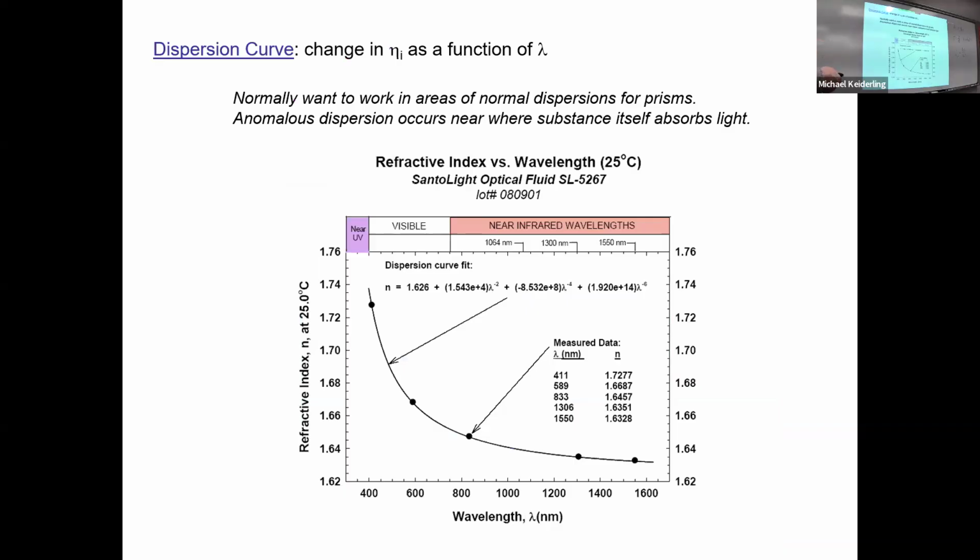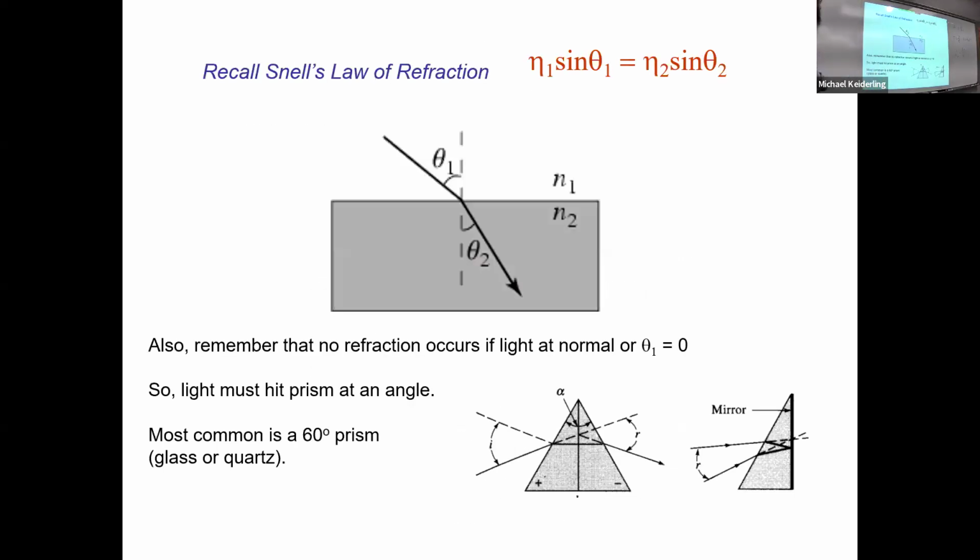And so there's some dispersion curve where the index of refraction varies with wavelength. And you want to work in areas of normal dispersion for prisms. Because anomalous dispersion occurs generally near where a substance itself absorbs light. And that's not great for your monochromator. So in this range, you have some variation, and you use that for purpose.